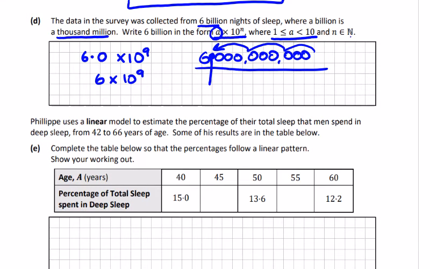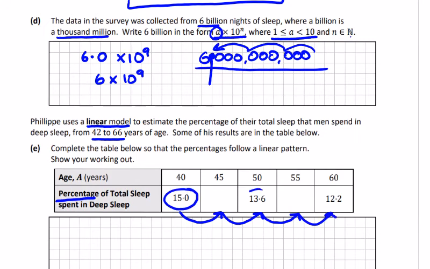And now we're given a linear model to estimate the percentage of total sleep that men spend in deep sleep between 42 and 66. Some of the results are shown here. Complete the table below so that the percentages follow a linear pattern. So this jump from here to here has to be the same as the jump from here to here, and so on. The differences will be the same if it's linear. So we just have to look.